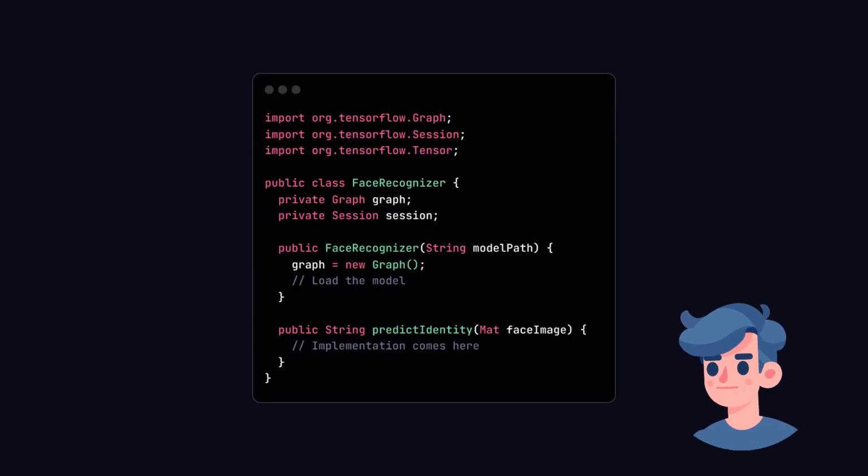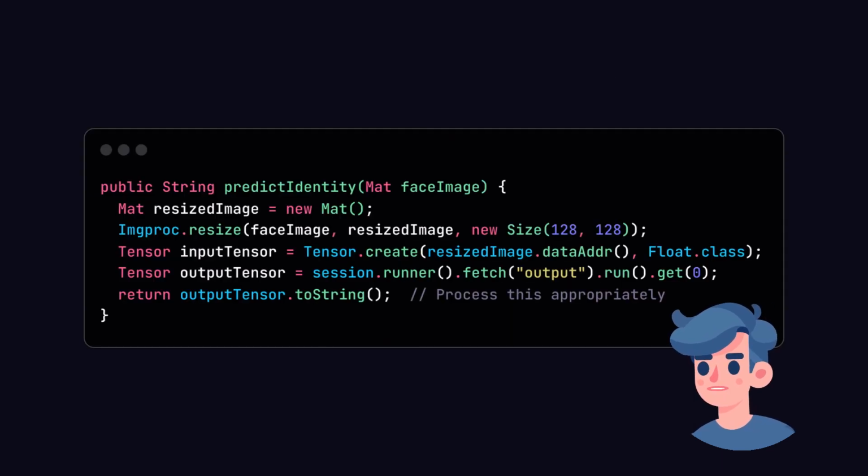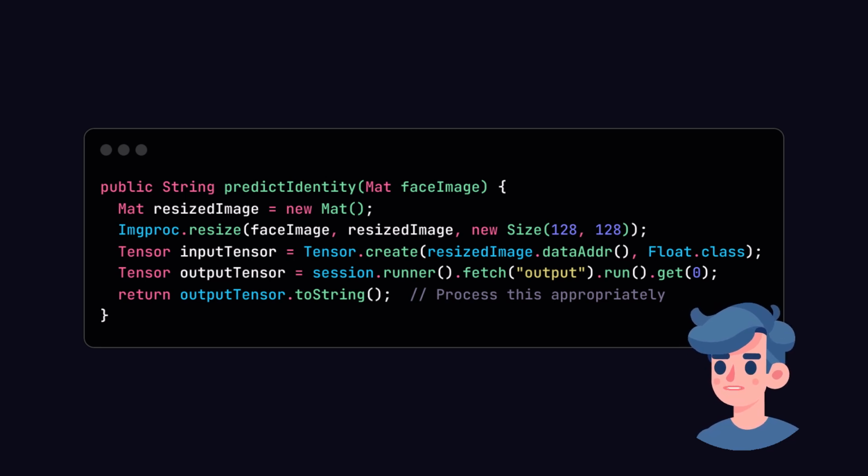Next, we will implement face recognition using a pre-trained model. First, we need to load our model and create a method to predict a person's identity based on their face. In the predictIdentity method, we will resize the image to match the model's input shape and convert it to a tensor format before predicting the identity.